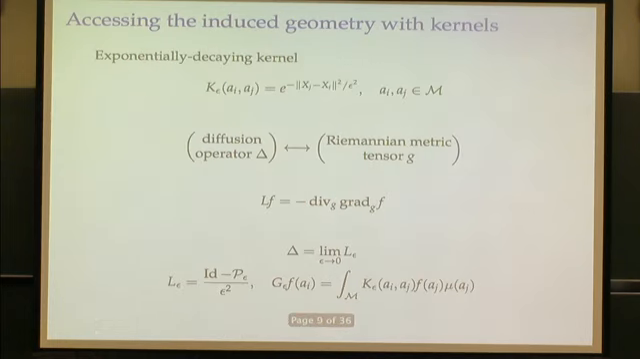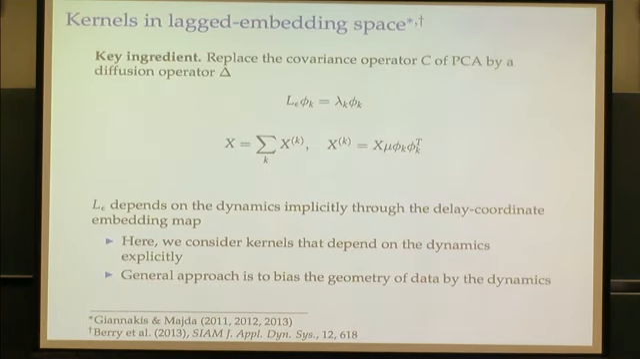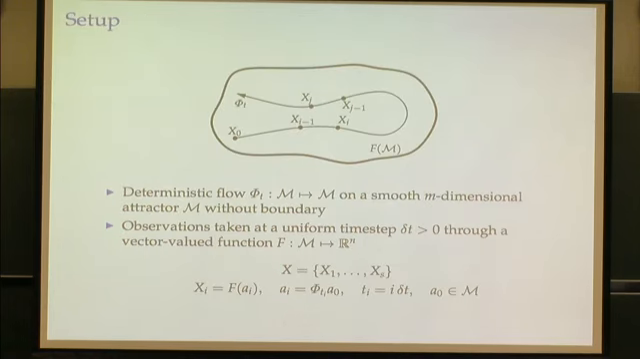So instead of having an isotropic Gaussian kernel and having the dynamics enter through these delay coordinate embedded vectors, we want to empirically introduce some information about the underlying vector field in the formula for the kernel. But the general approach remains the same, namely we want to bias the geometry of the data through the dynamics. Okay, so the setup here is similar to what we've seen earlier today and also yesterday.